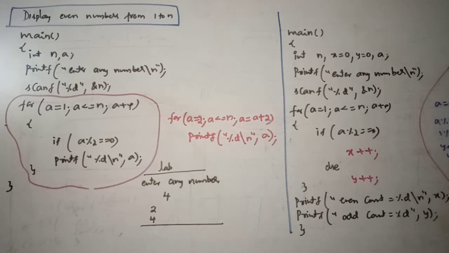When a is 2, 2 is printed and a is equal to a plus 2, it is 4, and a is equal to a plus 2 is 6 and so on. So we can use any logic, whatever logic you feel convenient can be used in writing programs like this. So we have an if condition, a mod 2 equal to 0, if the condition is true, printf a.